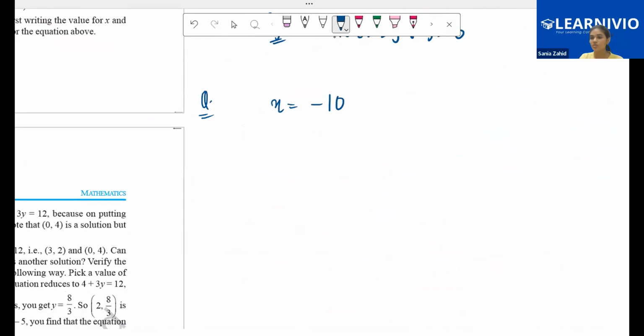Okay, which term is missing? We will add. First you tell me, which variable is missing? We'll put minus 10 on the other side. Okay, so you have x plus 10 is equal to 0.